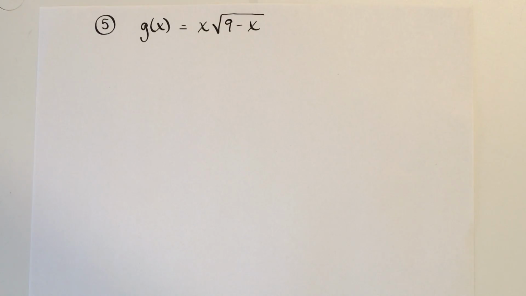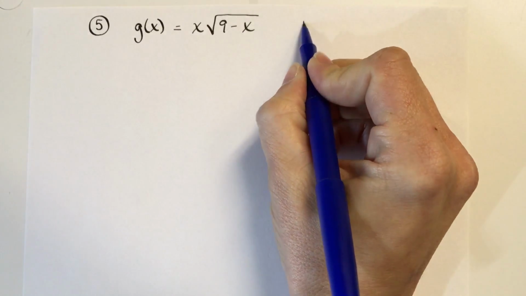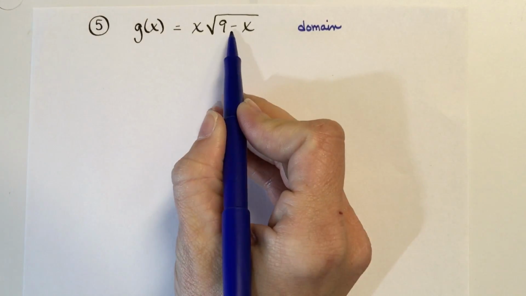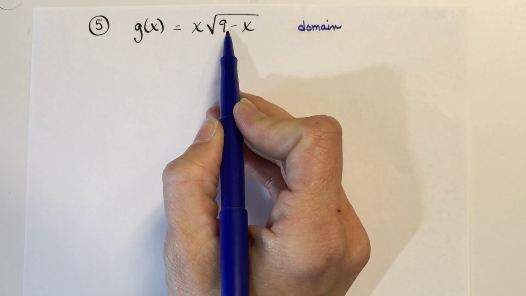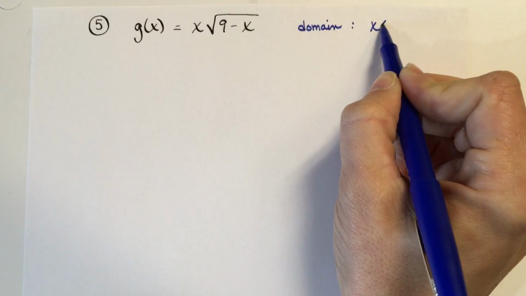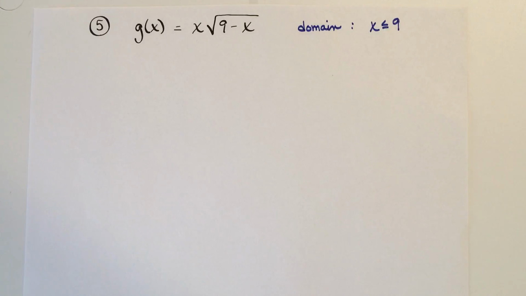Okay, next example we have here, of course, involves having the square root. So when it comes to determining the domain here, of course, what you have to be careful about is those values that would cause you to have the square root of a negative. So your domain would be as long as you keep x being a value of 9 or less.